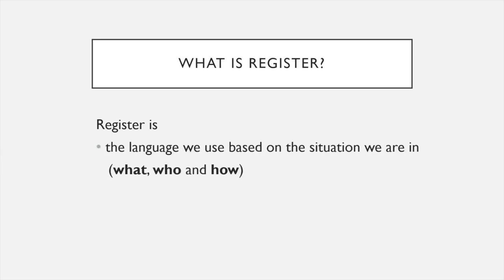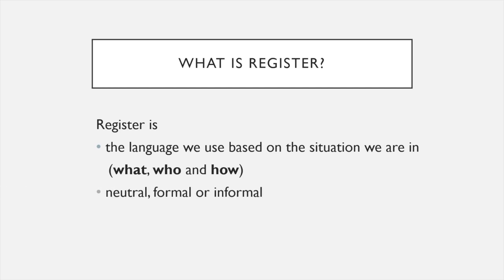Our choice of register depends on what we are talking about, so for example, business, the news, or our neighbors. Who we are talking to, whether it's friends, strangers, or your manager at work. And how we are talking to them, so in an email, in a formal letter, at a business meeting, or at the pub.